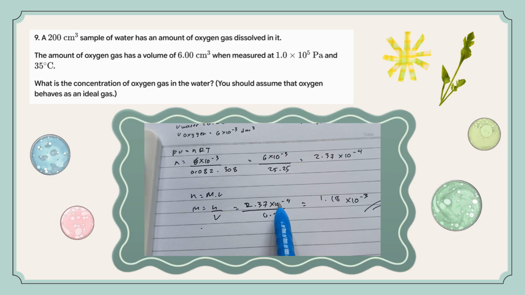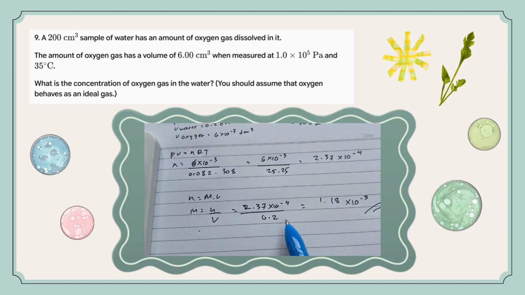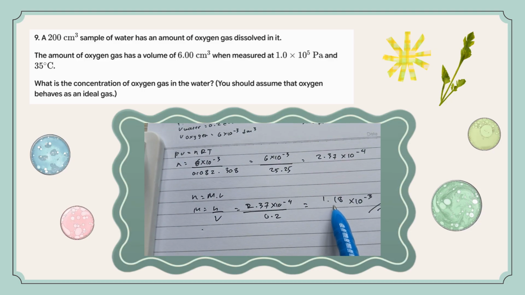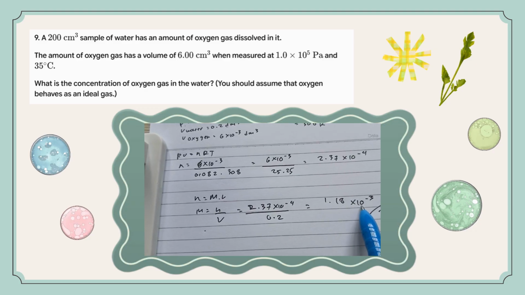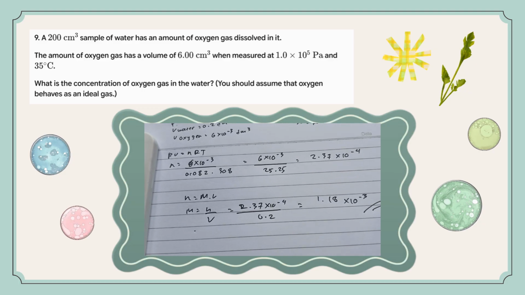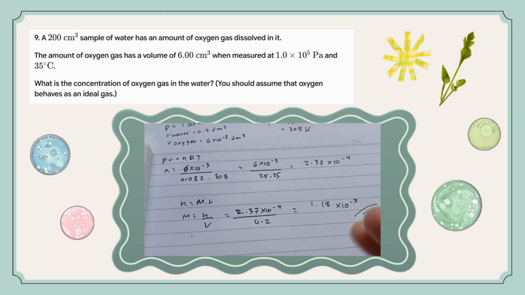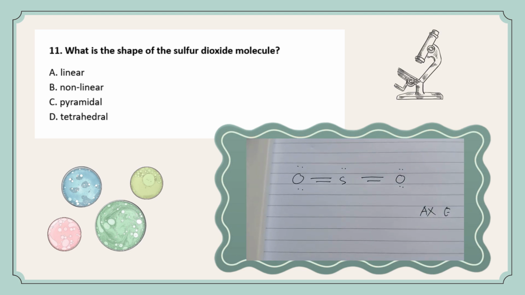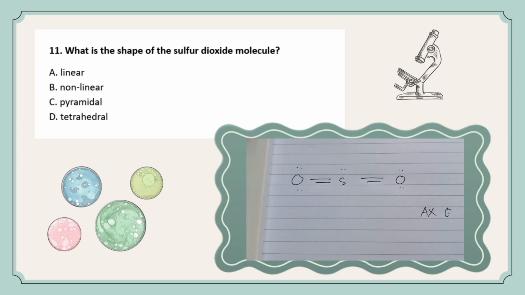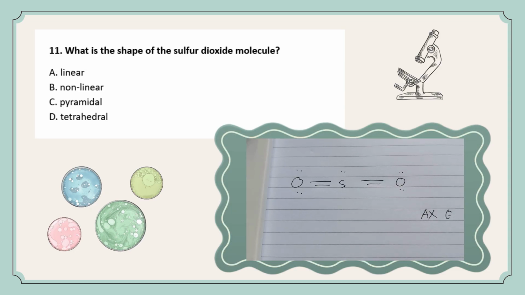So we already got the mole and the volume that we converted, and we got 1.18 times 10 to the power of minus 3. For this question the right answer is B. Okay, now for number 12, the question is: what is the shape of sulfur dioxide molecule?